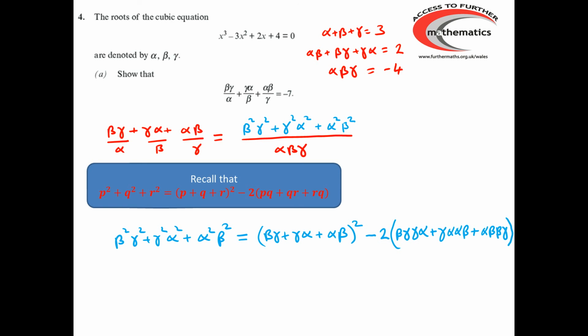Now have a look at that second bracket there. You'll see each of the terms has a common factor of alpha, of beta and of gamma. So we can rewrite that second term on the right hand side as 2 lots of alpha beta gamma times (alpha plus beta plus gamma).